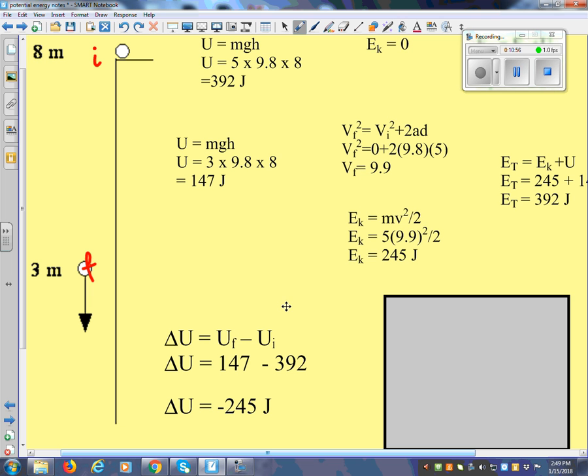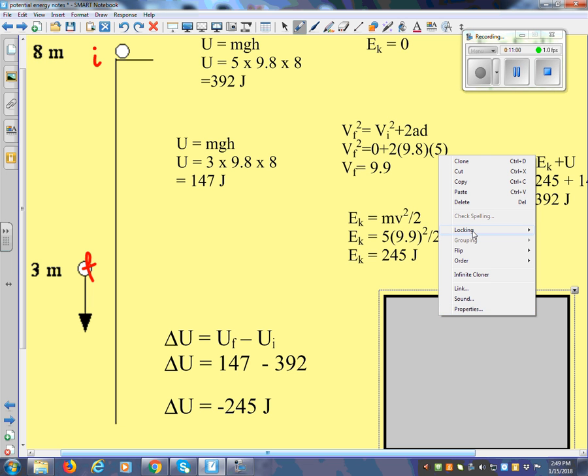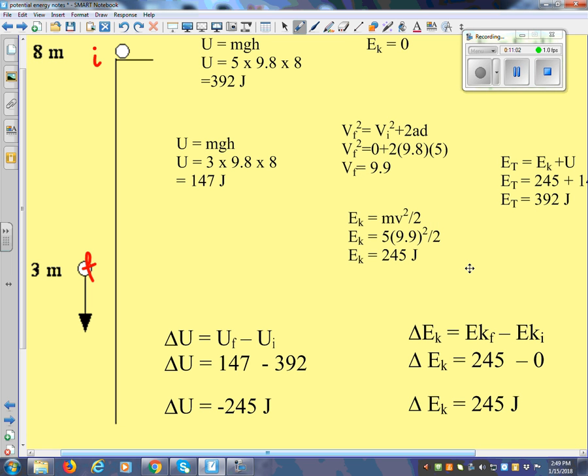What would be the change in kinetic energy? 400. Oh, because it's final minus initial, right? Yep. So you'll notice that for every joule of potential energy lost, the object gains a joule of kinetic energy. Energy is always conserved. That's what I'm trying to get at here.